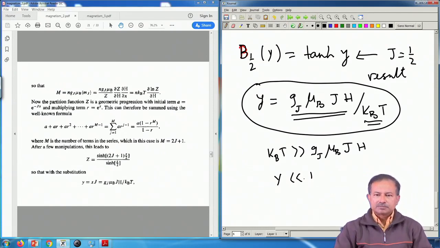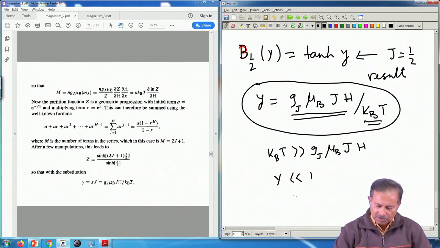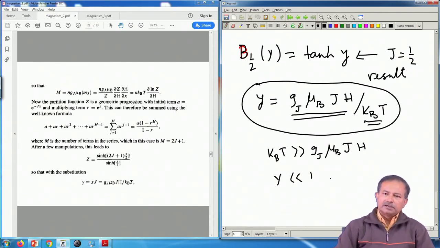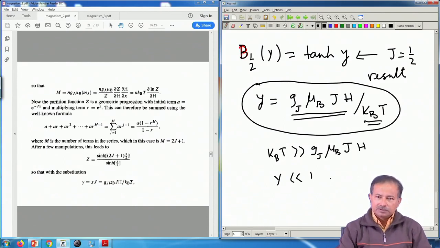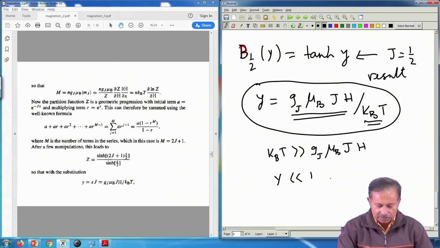Otherwise, you have to just plot it on computers. You can easily plot B_J of y, because the functional form is given in terms of coth. Nevertheless, for the analytical approach, it is very important to get a formula and the dependencies with respect to H and temperature. So it is much better to do this approximate calculation, and this approximation is fairly good.